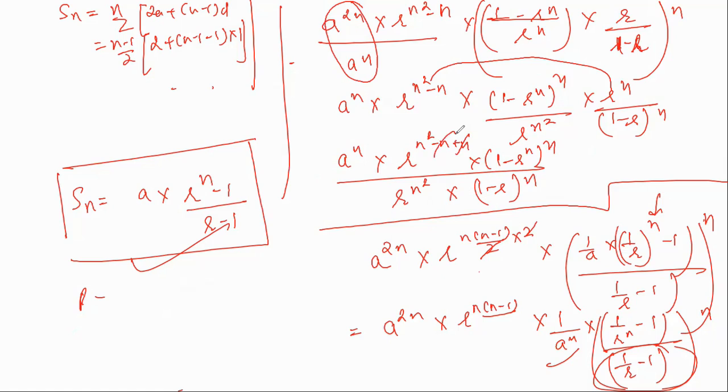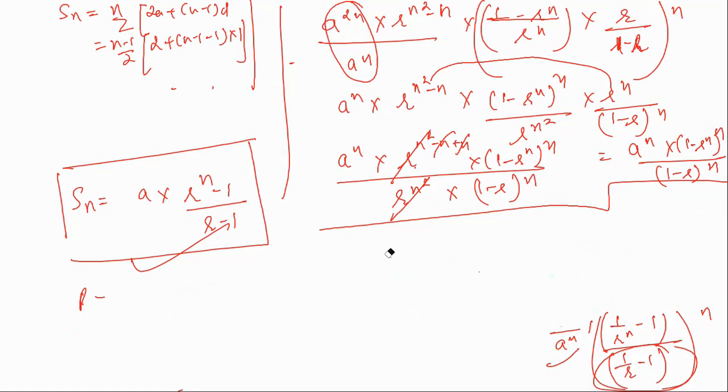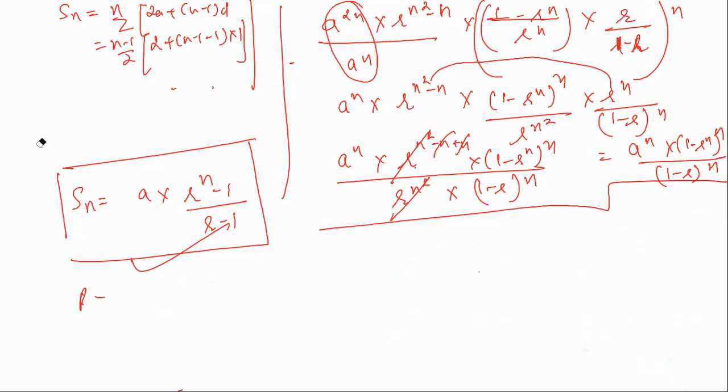So this cancels out. What is r raised to the power n square and r, so this cancels out. So you are left with a raised to the power n, 1 minus r raised to the power n, whole n over 1 minus r raised to the power n. This you are left with. Now if you see the right hand side, you have s raised to the power n. If you see the right hand side of the question, it will be s raised to the power n. So we have Sn.